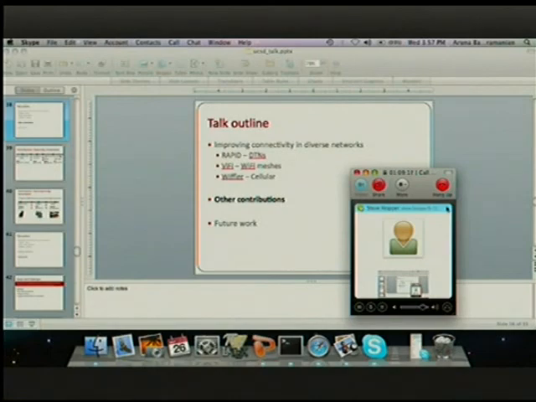Sure. I agree with you. Like I said, with Wi-Fi, we have to do something a little bit smarter if we want. In this work, we did not take energy into account. Energy was not one of the issues that we were considering. But yes, you're right.